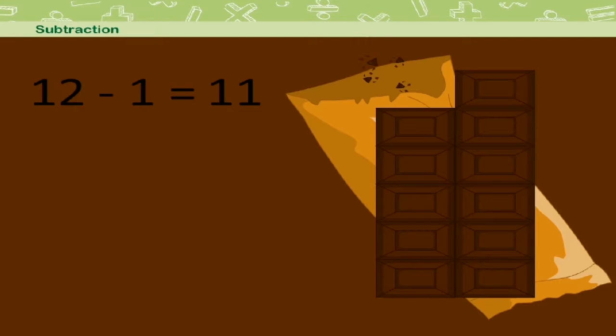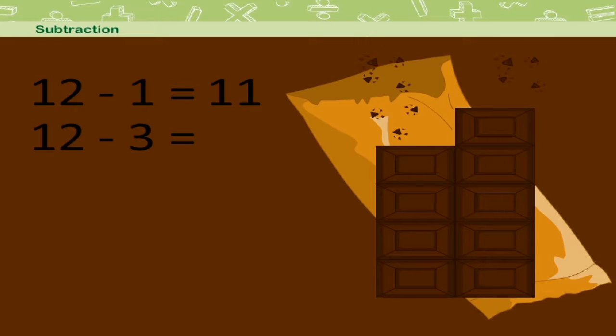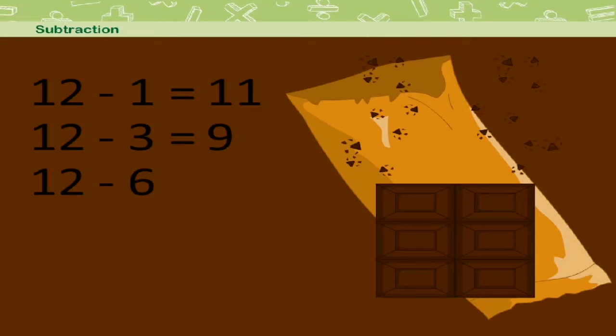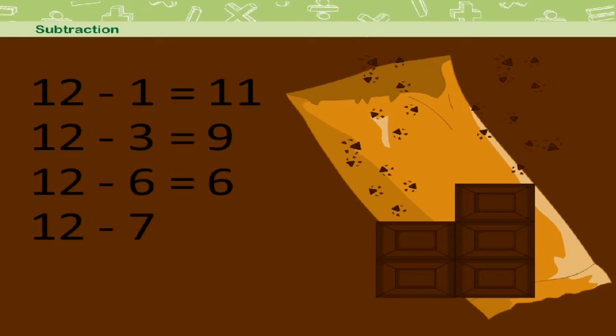Count with chocolates. The chocolate has 12 blocks. You eat 1 block. How many blocks are left? You eat 3 blocks. How many blocks are left? You eat 6 blocks. How many blocks are left? You eat 7 blocks. How many blocks are left?